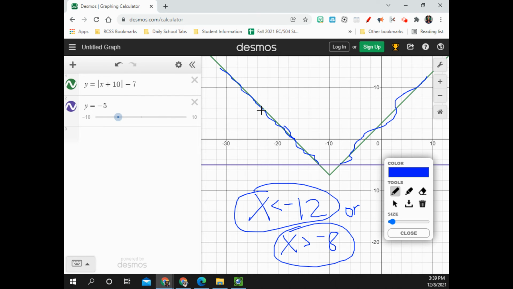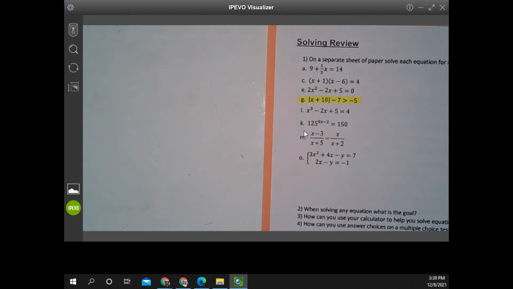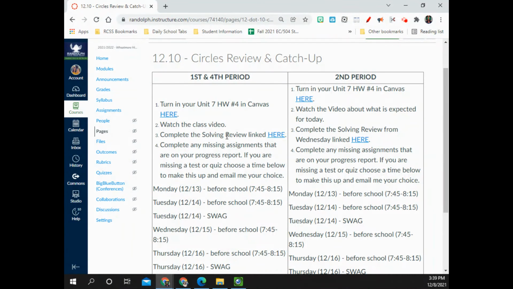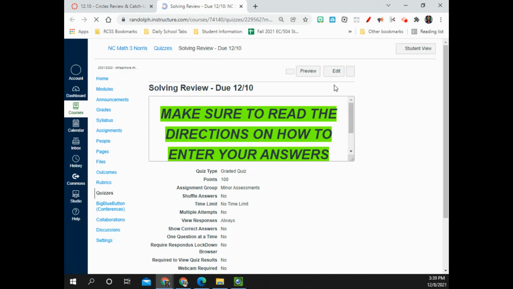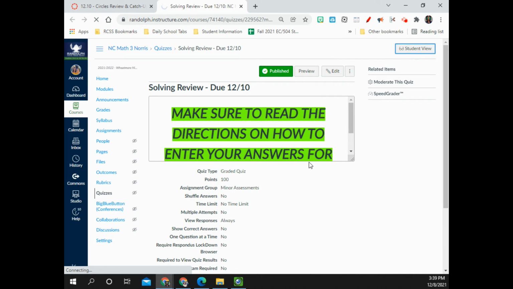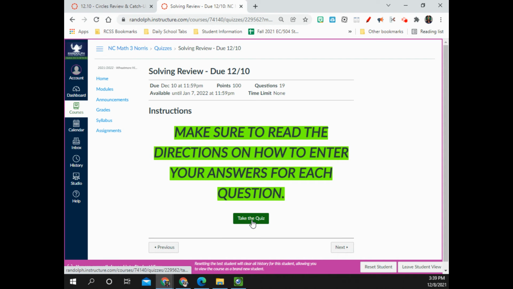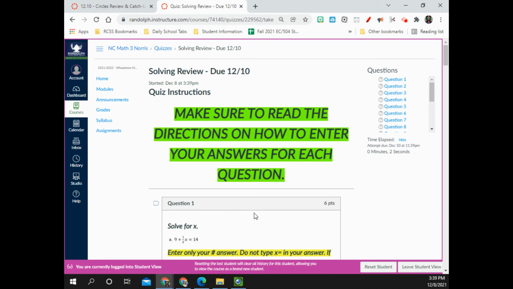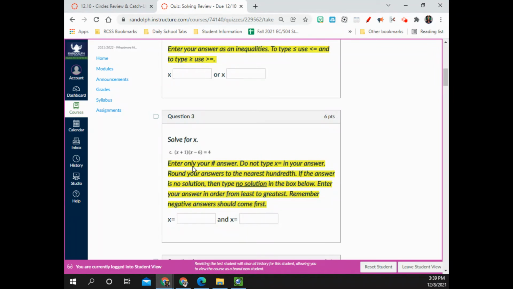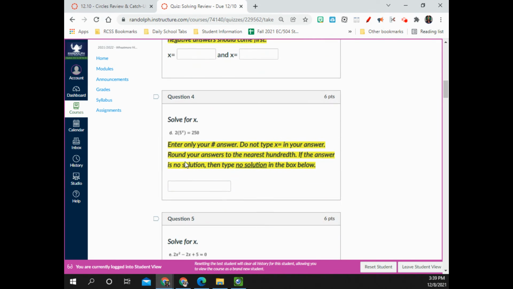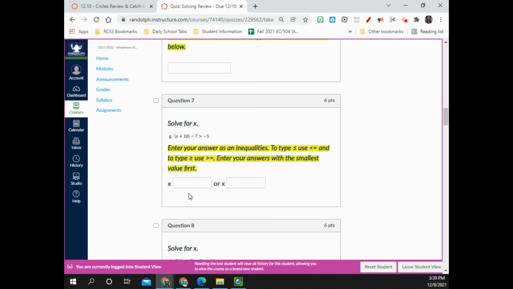All right, so when you put this in Canvas, let me show you what it's going to look like. Complete the solving review linked here. I'm going to go to student view and do take quiz because you're going to enter your quiz answers. That was G. Make sure you're reading these directions on how to enter your answers. E, F, there's G. Notice it has two boxes. It says enter your answers as inequalities. To type less than or equal to, you have to type it like this, and to type greater than or equal to, type it like that.